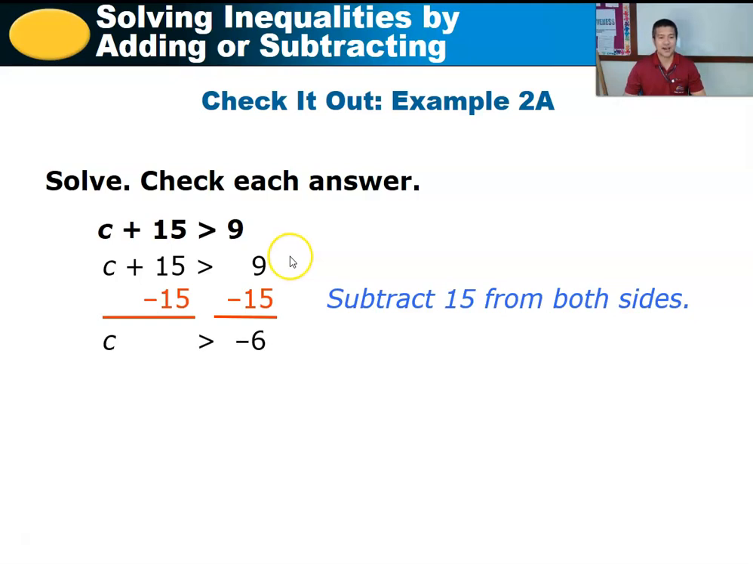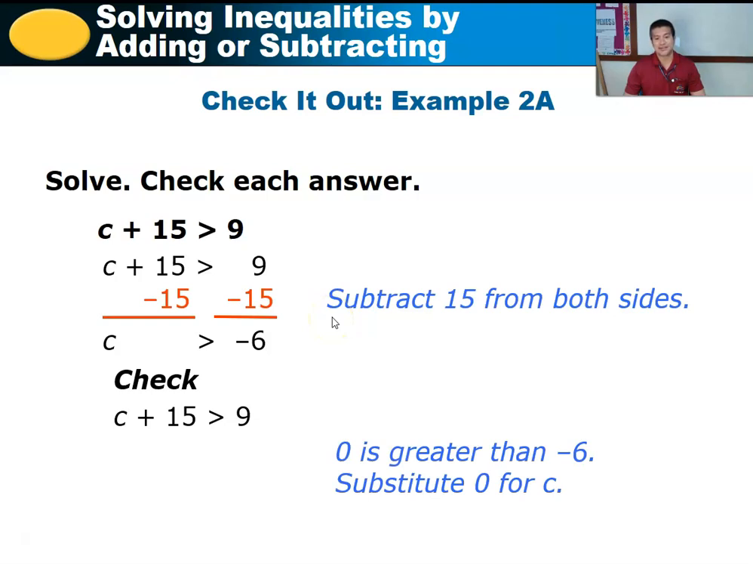So you will have c greater than negative 6. You choose any value, so we can choose 0. 0 is greater than negative 6. So we can have 15 greater than 9, so this one is correct. Again, when you solve, check whether it is greater than or equal, less than or equal, or just only greater than and less than.